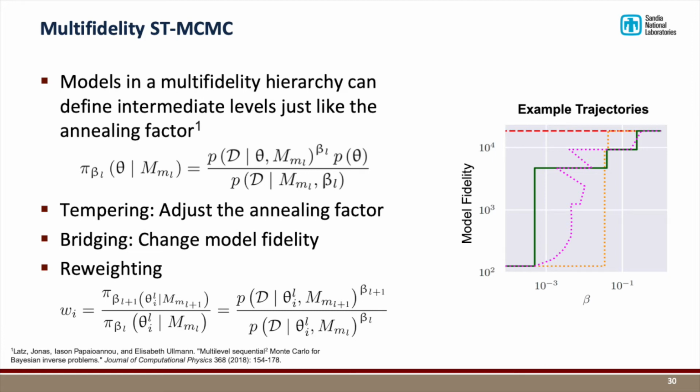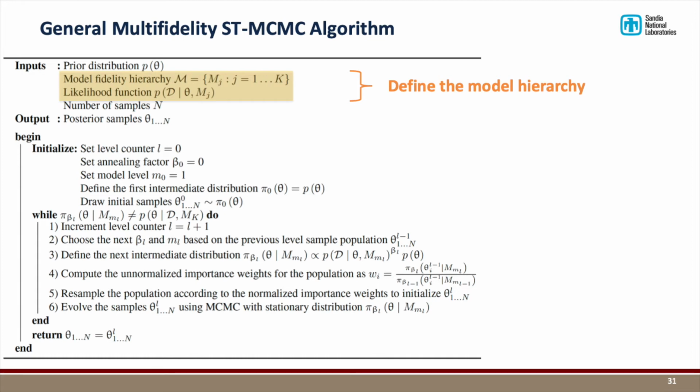The weights here are defined as the ratio of the likelihood of the next model fidelity and the annealing factor beta_{L+1} to the current likelihood using the current model and current annealing factor. Taking this approach, we can now define the general multi-fidelity ST-MCMC algorithm. We start by defining a multi-fidelity hierarchy in which there's a hierarchy of models, and we know as we increase some component of the model, they get better and better. We also have to define the corresponding likelihood. Ultimately, we're trying to get to the kth model, which corresponds to the full fidelity model that we use to define the ultimate posterior of interest.